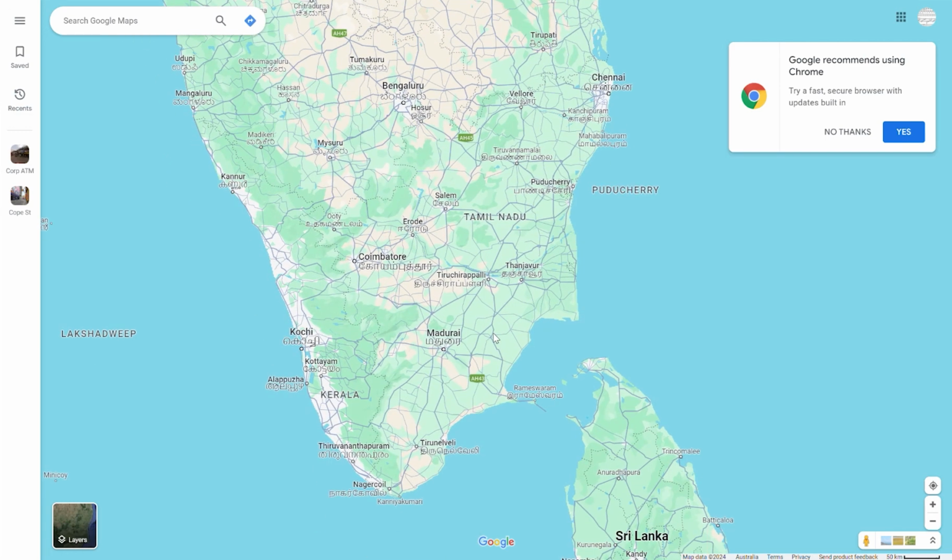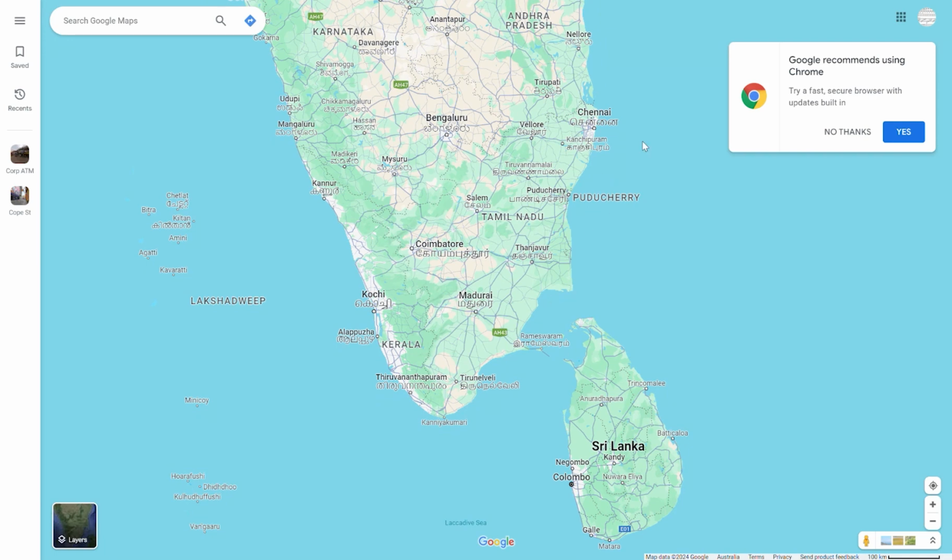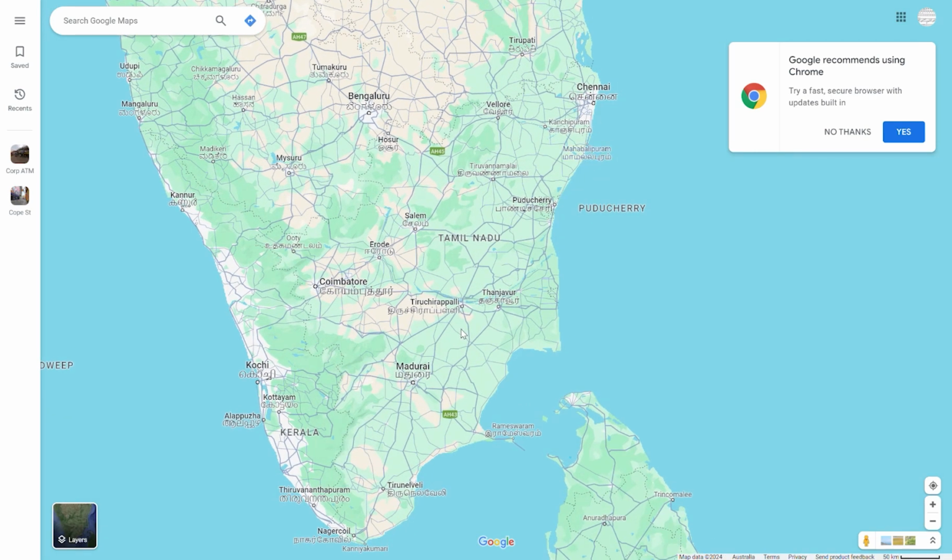So this southern state here that covers a good portion of the southernmost part of India, Tamil Nadu, is where you'll find Tamil on signs, and that's where you'll find Tamil in GeoGuessr.